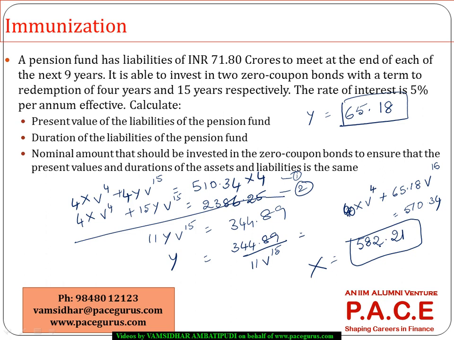At least the first two rules of immunization are met. The investment should be 582.21 crores in a 4-year zero coupon bond and 65.18 crores of face value to be invested in a 15-year zero coupon bond. This will make sure that the present value of the assets is equal to the present value of the liabilities, as well as the duration of the assets will be equal to the duration of the liabilities. Alright.